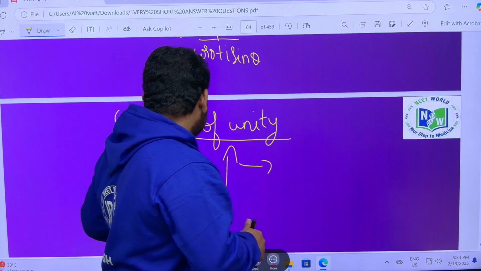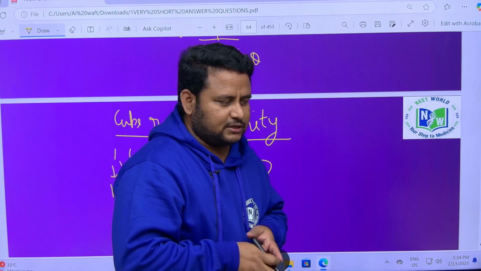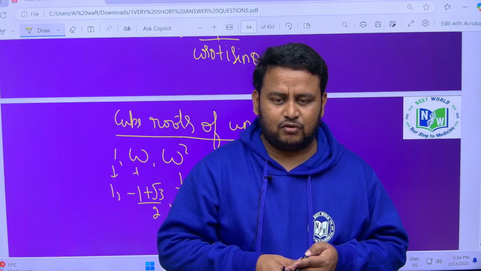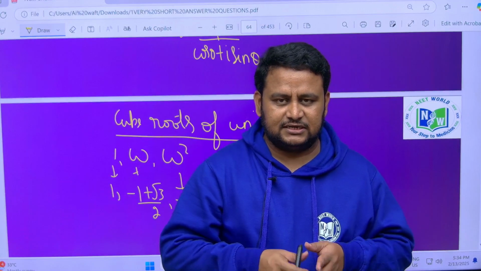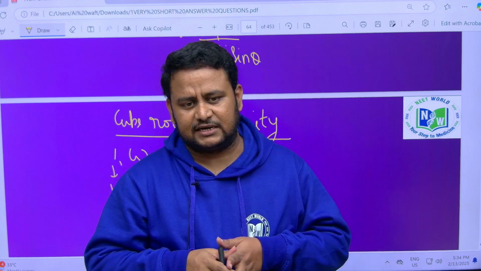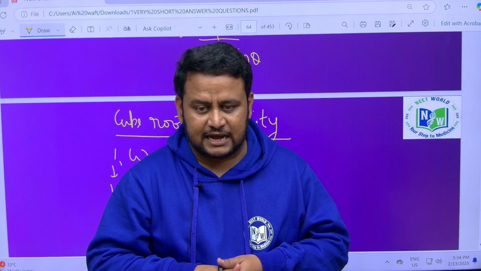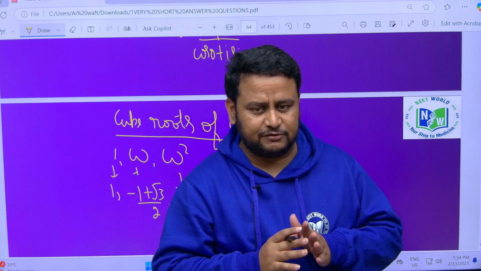They represent the sides of an equilateral triangle, which is inscribed within a circle of unit radius, and the circle having center at origin. That is, they represent sides of an equilateral triangle which is inscribed within the circle of unit radius, and the circle having center at origin. All these things are very important, you have to keep it in mind.